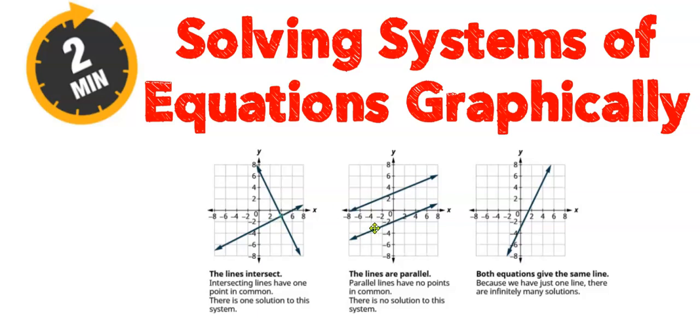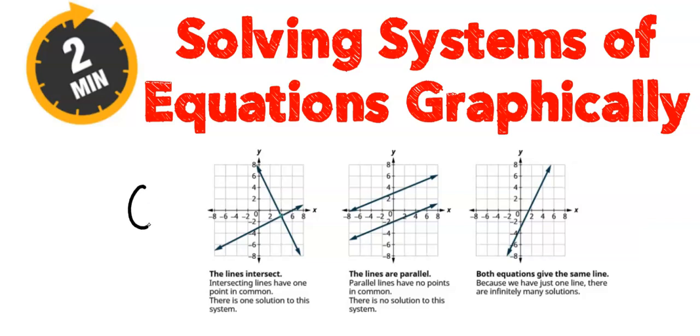The 2 equations will have the same slope, therefore they will be parallel and have no solutions. Or both equations might overlap because they're exactly the same equation, and therefore they have infinite solutions.